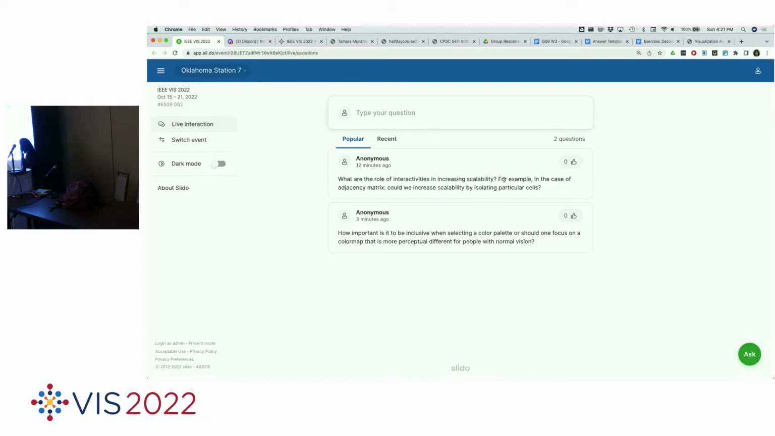One that actually is about color. How important is it to be inclusive when selecting a color palette, or should one focus on a color map that's more tuned for people with normal vision? My answer to that is it depends. A statistic to be aware of is that in the male population, around 8% are going to have color deficiencies. So that's a major issue.